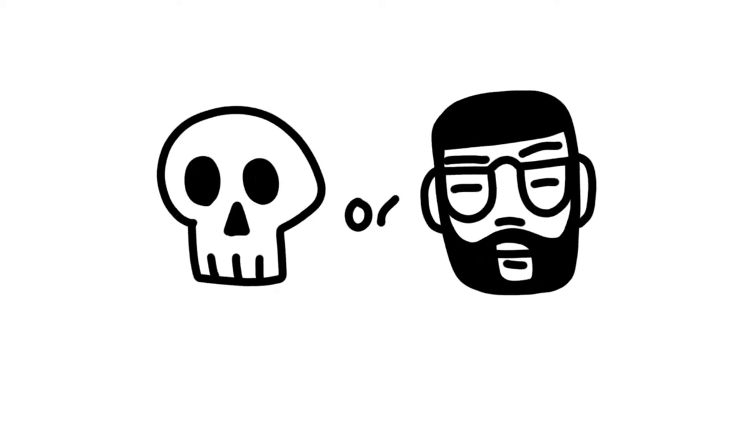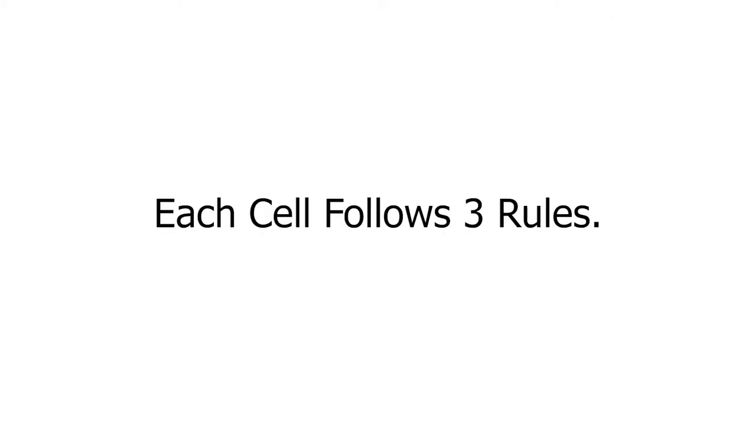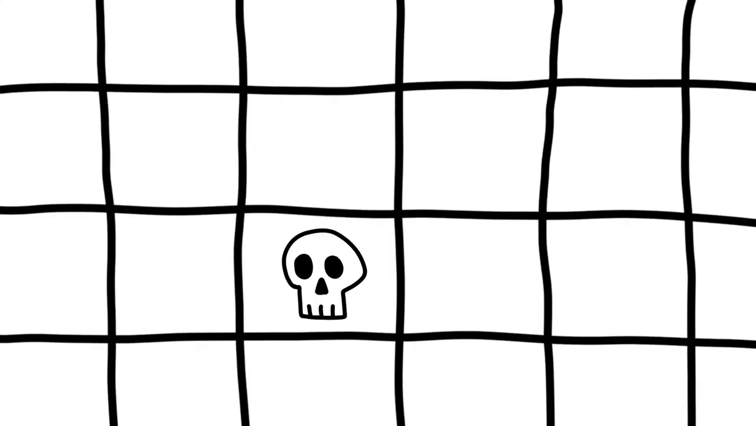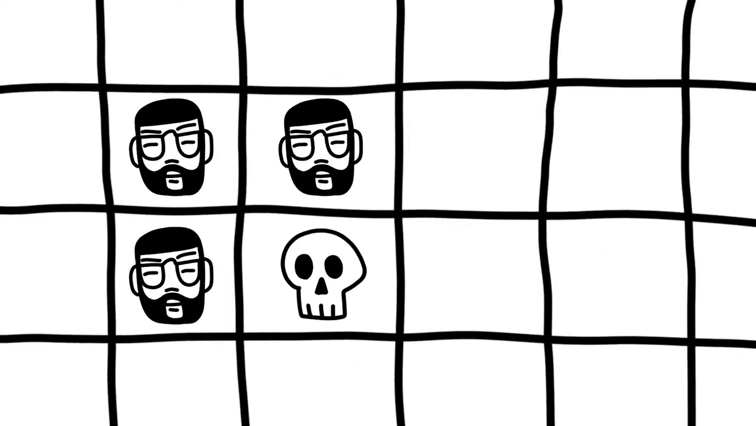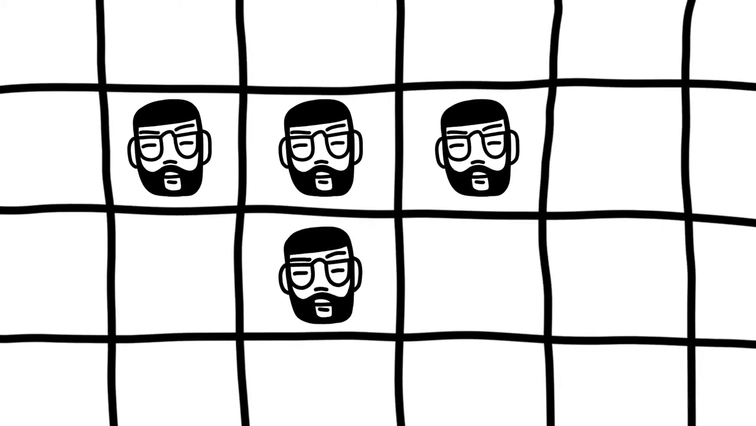This state is determined by the cell's eight neighbors, which are located in each cardinal direction around the cell and at each diagonal. Each cell follows three rules depending on the state of its neighbors. Rule 1, if the cell is alive and has either less than two or more than three alive neighbors, the cell dies. Rule 2, if the cell is dead and has exactly three alive neighbors, the cell becomes alive. And rule 3, if an alive cell has two or three alive neighbors, they get to live on to the next generation. And that's it.